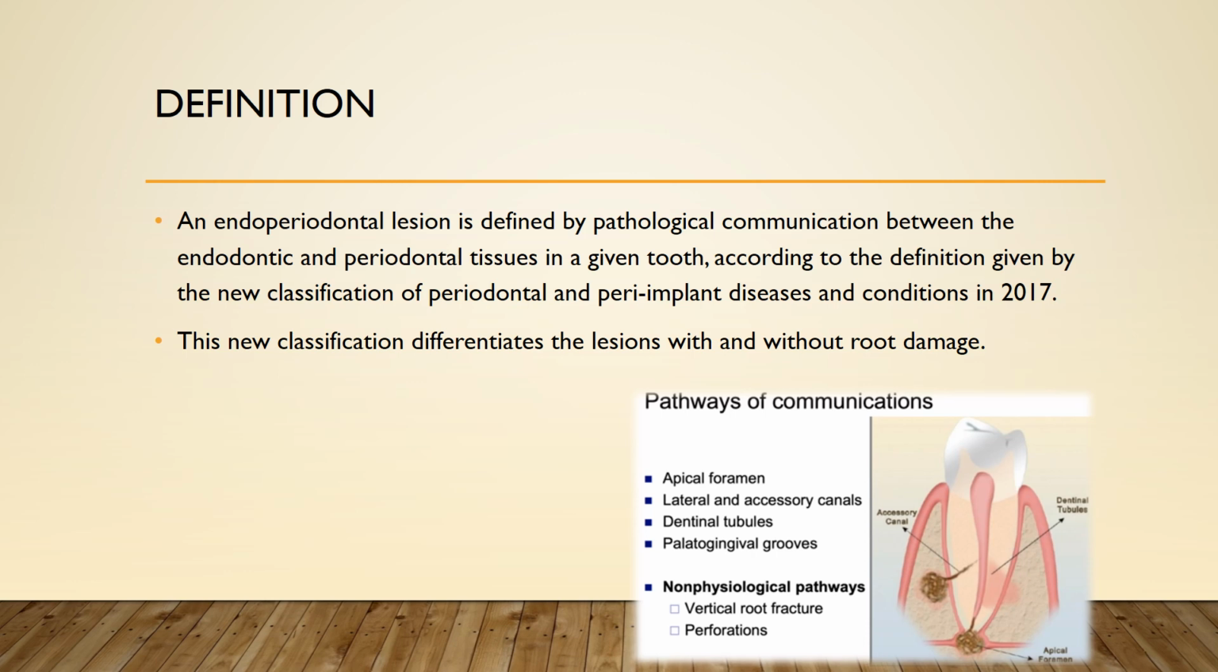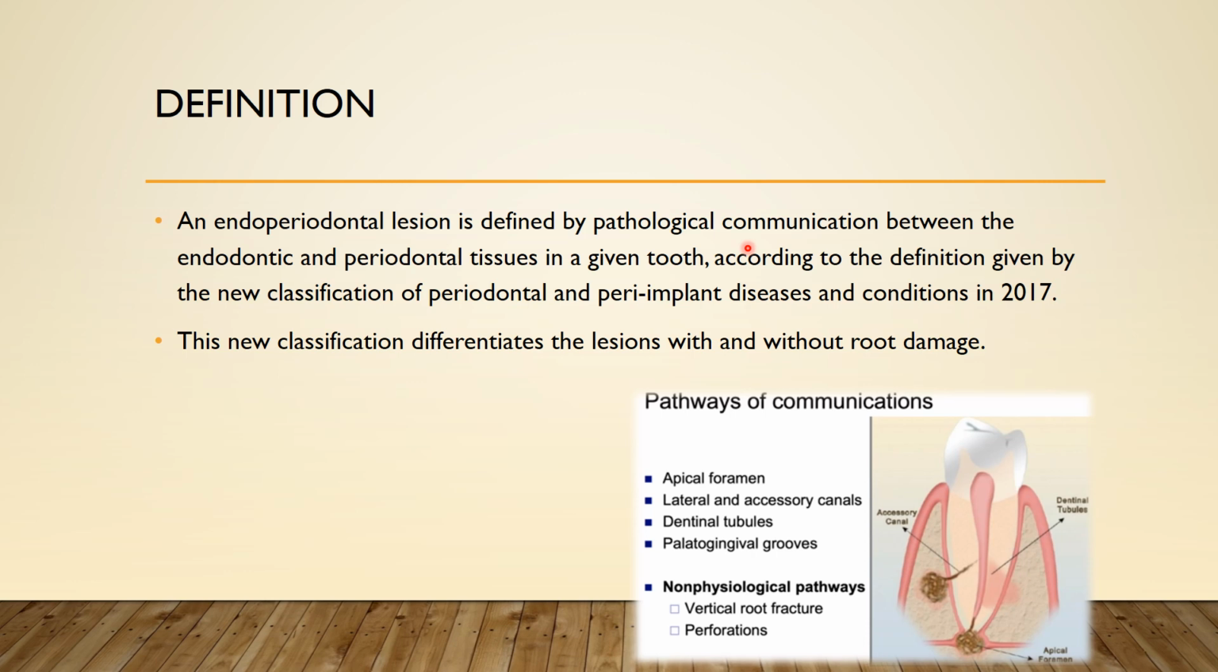Coming to the definition, what is an endoperio lesion? This is the definition given in the 2017 classification of periodontal and peri-implant diseases. It is defined as a pathological communication between endodontic and periodontal tissues in a given tooth. This classification differentiates lesions with and without root damage.